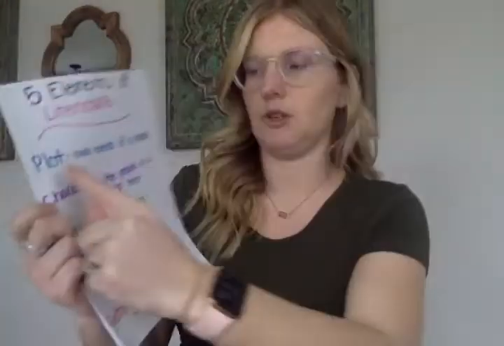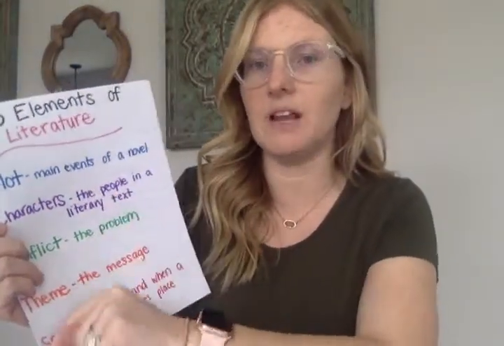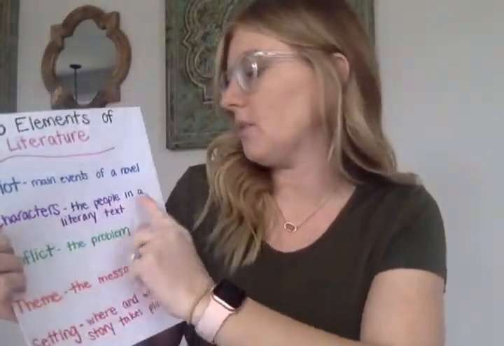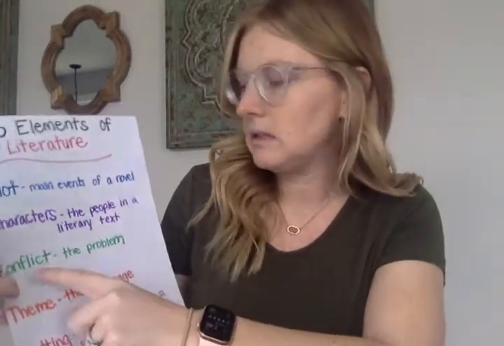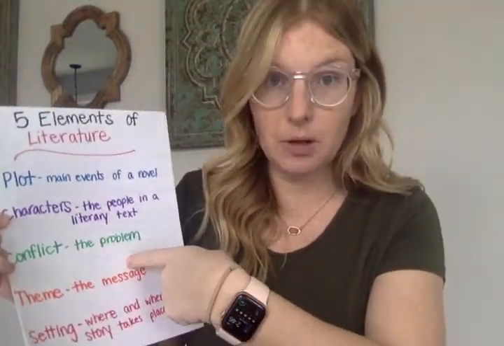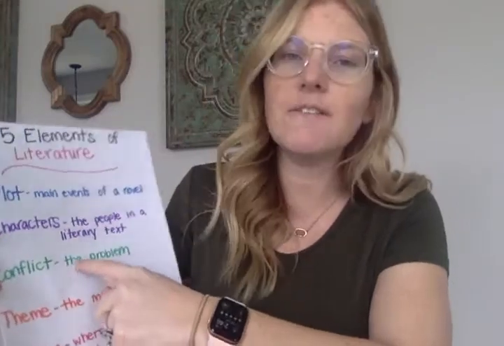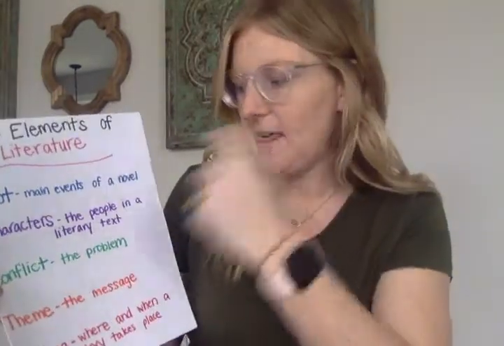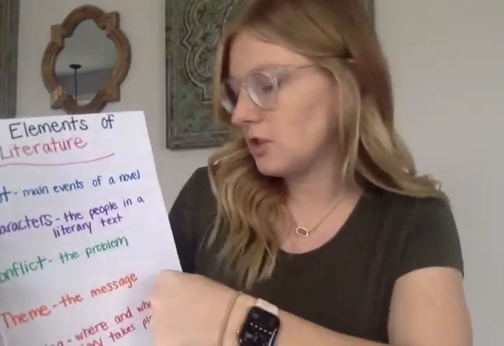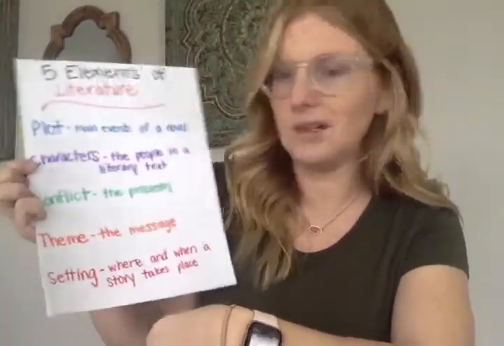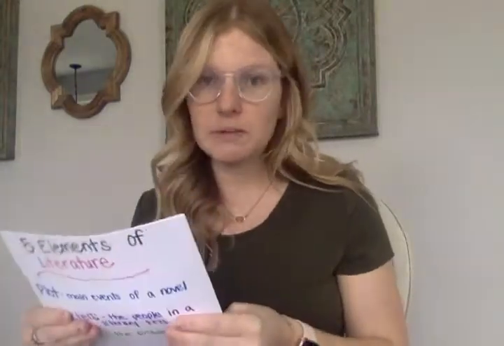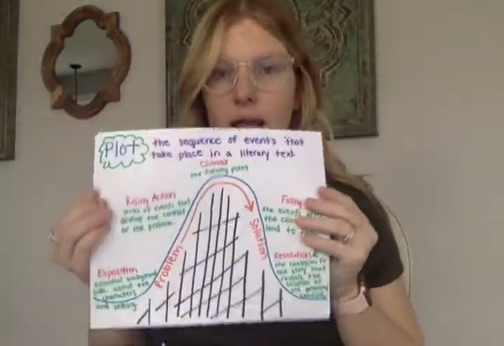The 5 elements of literature, right? Plot is the main events of a novel. The characters are the people in a literary text. Conflict is the problem. Conflict is just a fancy word for problem. Theme is the message. And setting is where and when a story takes place. We've talked about all of this. You've done it in grades before. This should just be a review. The one thing that we're going to get into today, let me just show you, when we go over this plot anchor chart.